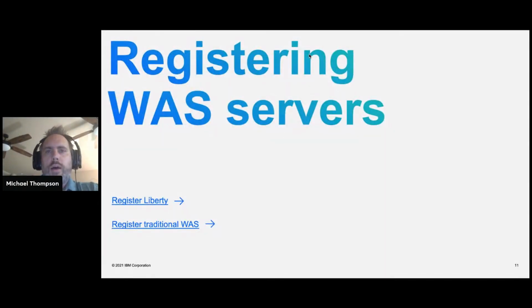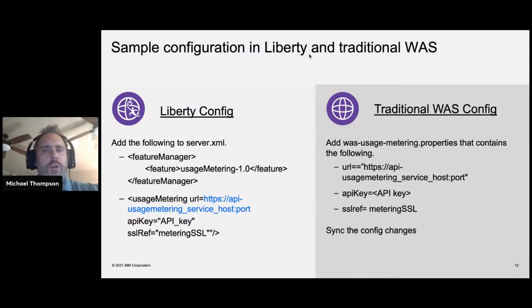All right, so the way that we actually register these WebSphere servers to connect to WebSphere Automation is actually quite simple. There's a little bit of configuration. It's essentially 3 lines where we specify to WAS that we need a usage metering URL, an API key so that we can connect and authenticate to WebSphere Automation and provide this information, and the SSL trust so that we can establish a TLS connection.